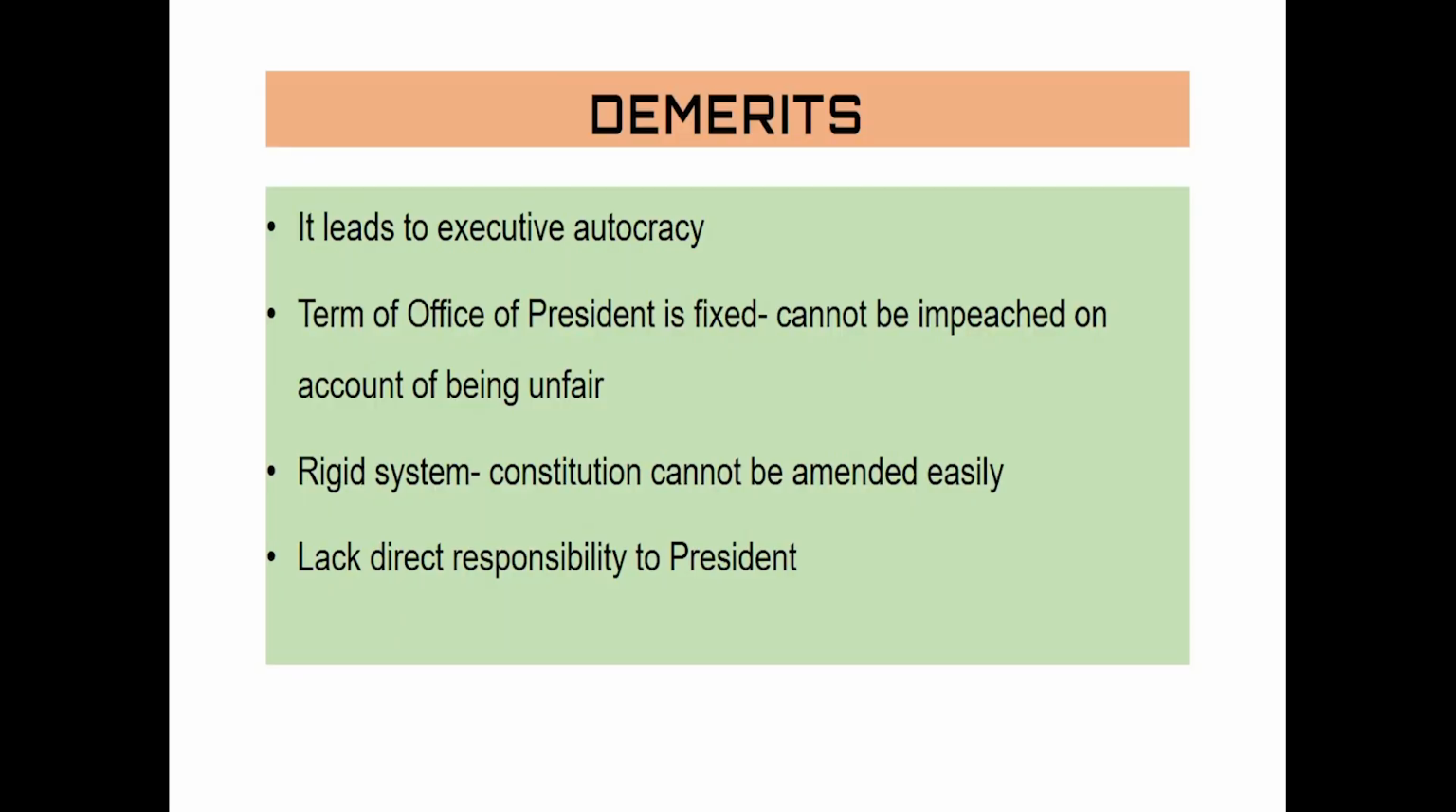Then the demerits of the presidential system: it leads to executive authority, as they are not responsible to the legislature, and the term of the president is fixed. He cannot be impeached on account of being unfair, and it is a rigid system. In order to amend the constitution, enormous procedures have to be followed, and this lacks direct responsibility of the president.